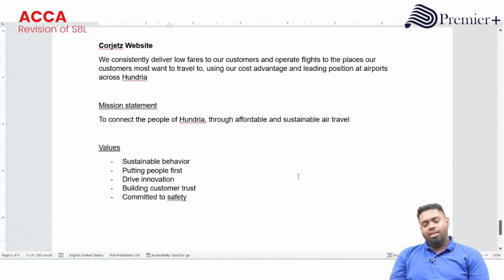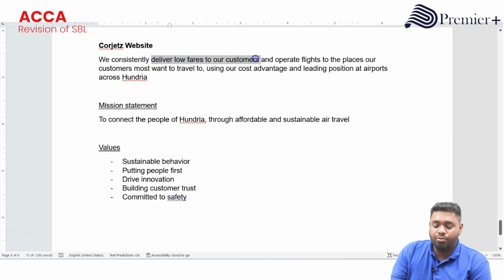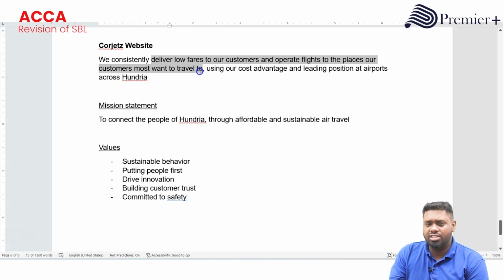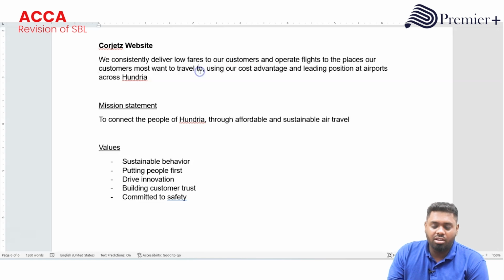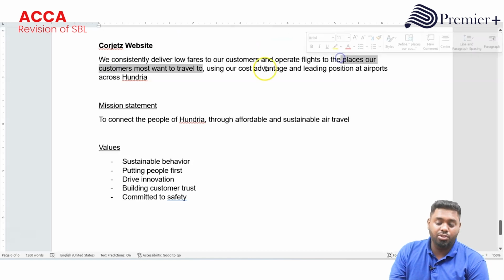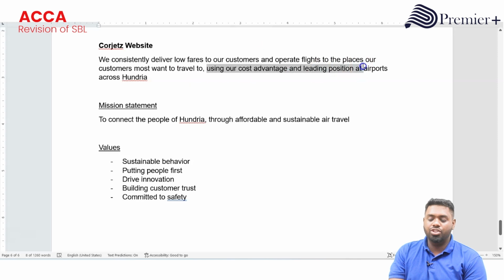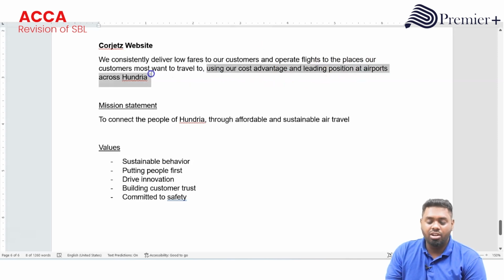Right. We had a look at Co-Jets' website extracts. So their purpose is to constantly deliver low fares to our customers and operate flights to the places our customers most want to travel to. We also discussed how they select the airports based on the demand or the customers' needs. Where do the customers mostly want to travel to? Using our cost advantage and leading position at airports across Hungary.